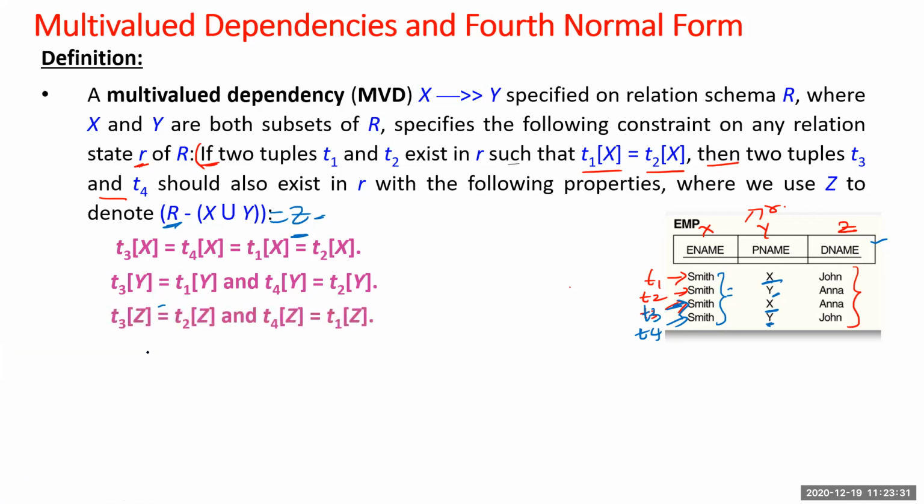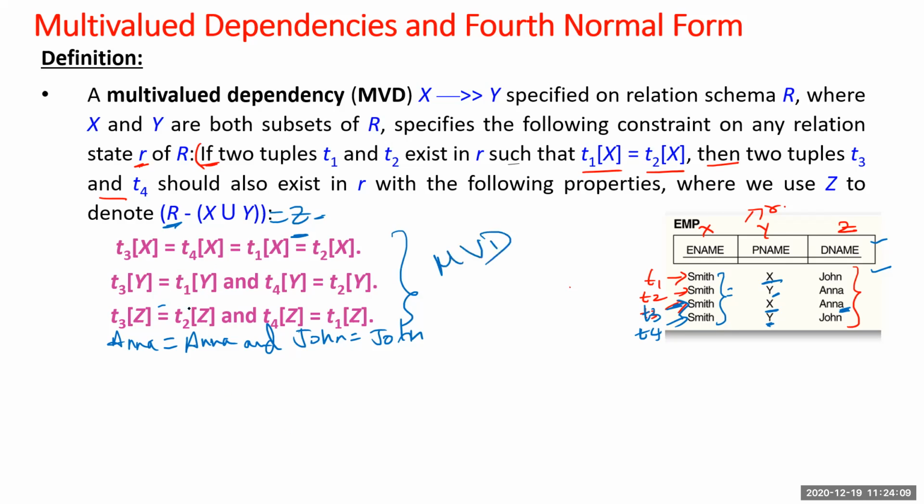Then T3 of z, next comes the z part. X I have done, y I have done, and we have to go for z. T3 of z is equal to T2 of z. T3 of z is what? Anna is equal to T2 of z, Anna, and T4 of z is John, T1 of z is John. If this is equal, then if all these three conditions are true, then we call it a multivalued dependency.